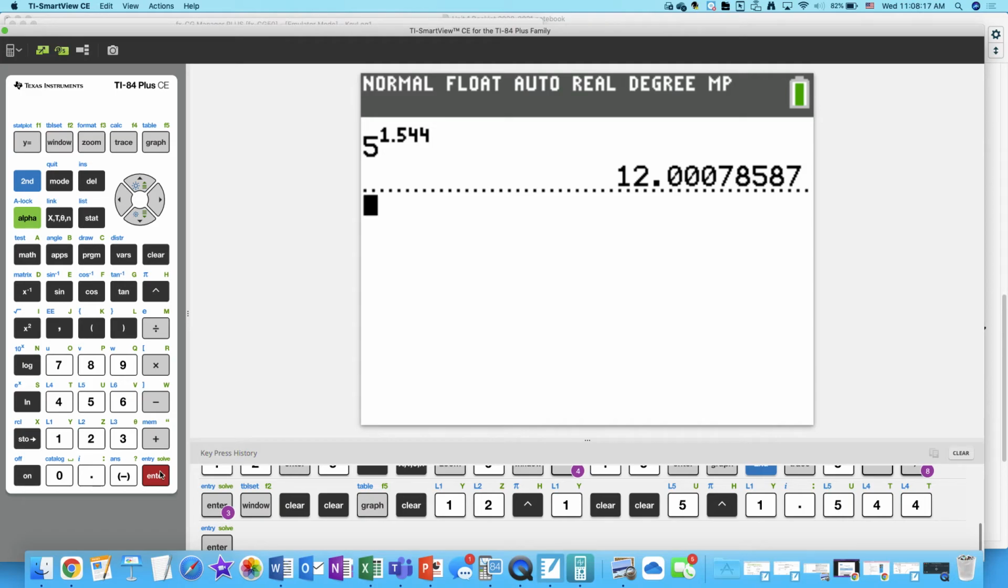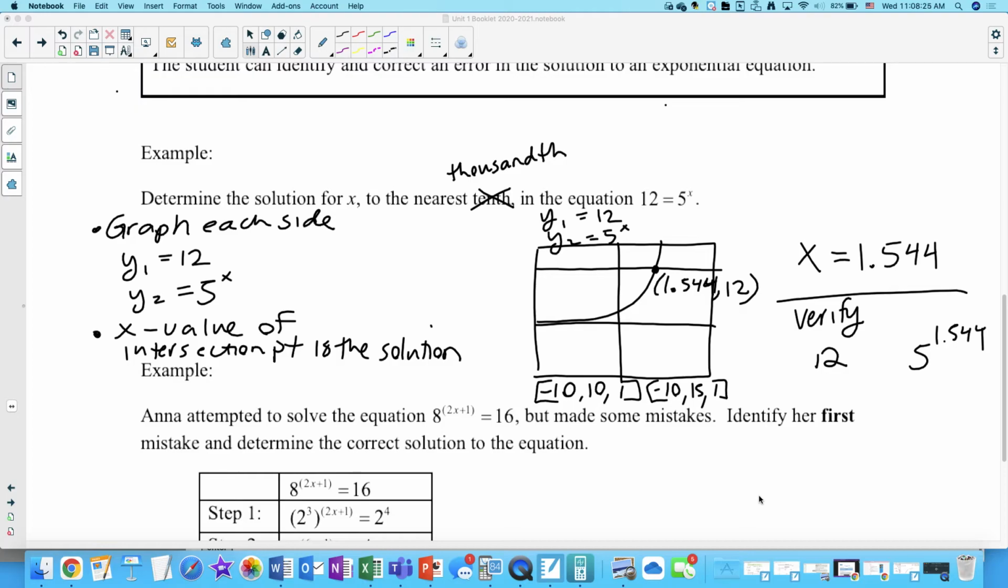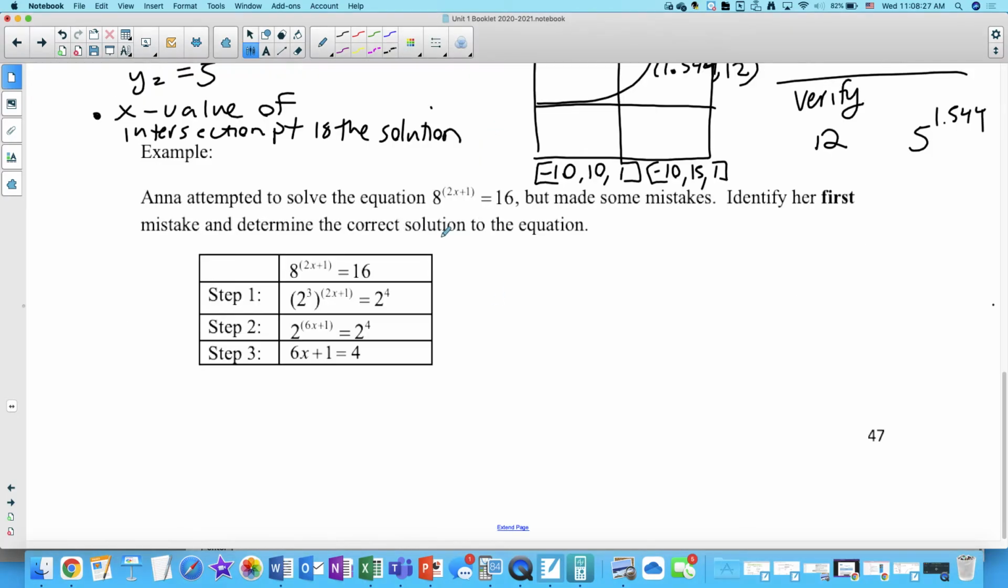Okay, so the last thing that I want to talk about is these types of questions, and you've seen them before. It's very popular: here's some work, there's a mistake in it. Find it, correct it. And there are multiple ways of doing this. Some people like to just look at the work and see if they can find the mistake. That's fine, you can do that.